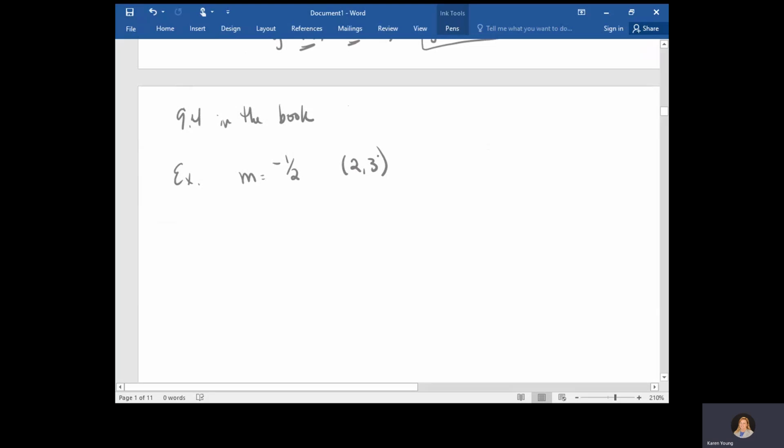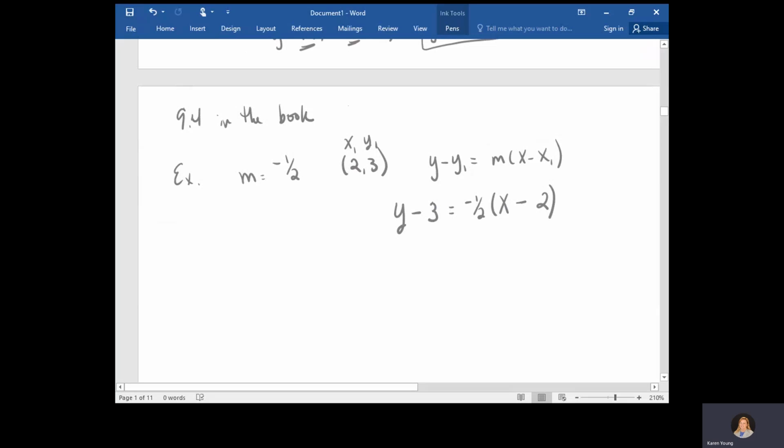But since this isn't the y-intercept, this is x1 and y1, and I have the slope, I use y minus y1 equals m times x minus x1. So I'm going to plug these in. Y stays y. My y1 is 3. My m is -1/2. X stays x. X1 is +2.